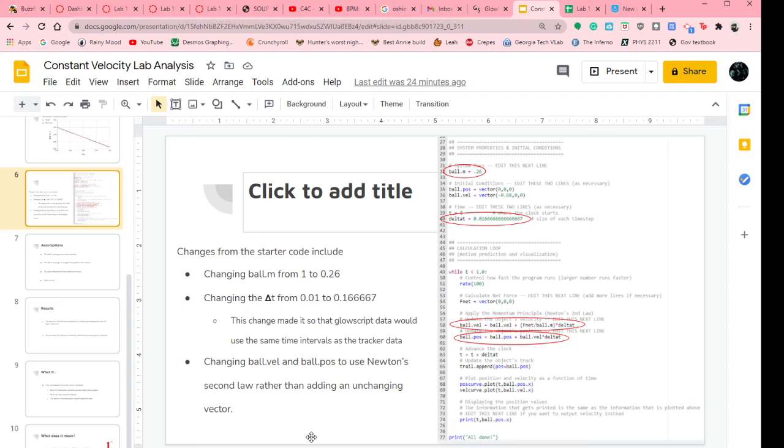This change was made so that the GlowScript data would use the same time intervals as the Tracker data. And lastly, ball.vel and ball.pos were changed to use Newton's second law rather than adding an unchanging vector. This is just so that the graphs from GlowScript would be more accurate.